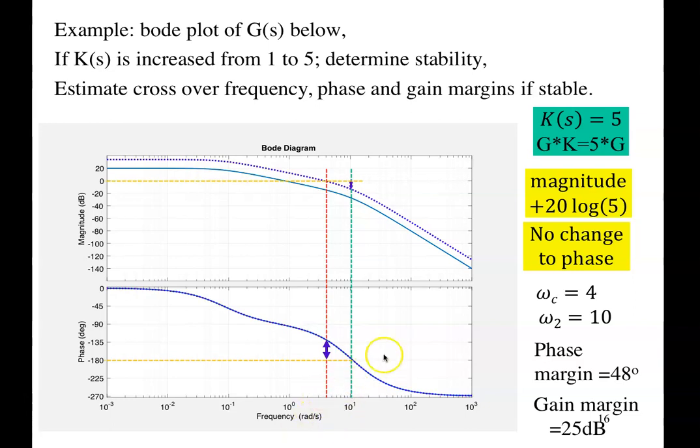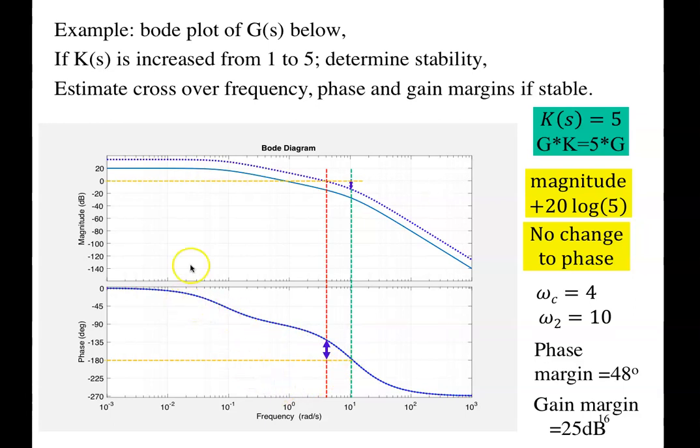This time, if I go to the crossover frequency, I go up to see where the phase angle is. I want to see how far that is away from minus 180. You can see it's just slightly more above 135, so the distance here is around 48. So now you have a phase margin of 48.